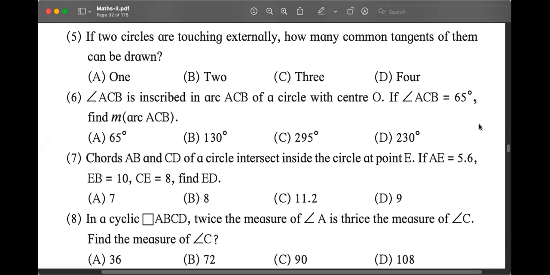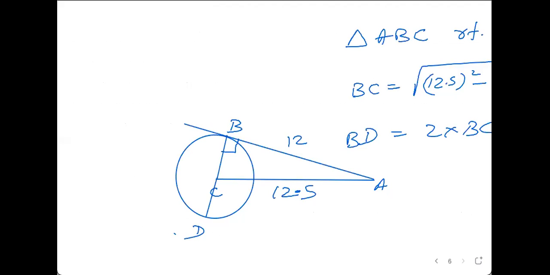If two circles are touching externally, how many common tangents of them can be drawn? Aha! We have studied this, although it is not there in the textbook. Two circles are touching each other externally. How many common tangents are possible? Thank you for your honest answers, Akhilesh and Rajesh. The correct answer is 3, not 2. Prachi, correct.